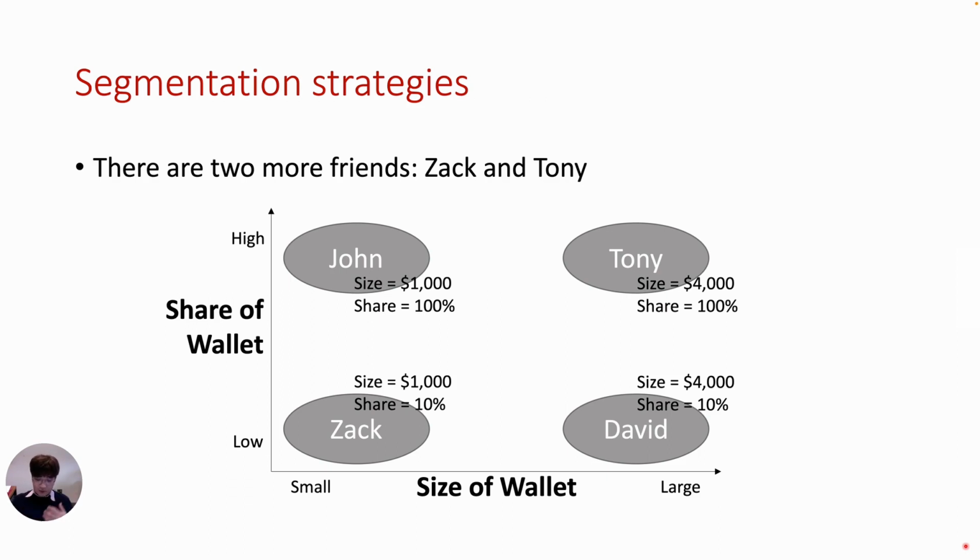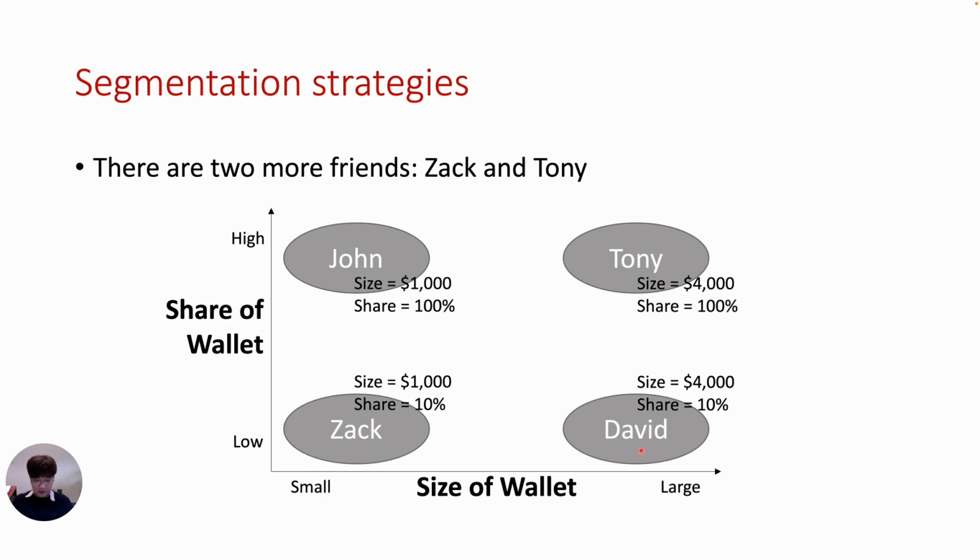This decomposition of profitability provides us with a framework of segmentation. Suppose that there are two more friends, Zach and Tony, and the figure plots those four friends into the two-dimension space of size of wallet and share of wallet. John is here. His size of wallet is relatively small, about $1,000, but his share of wallet is high, 100%, meaning that he always does grocery shopping at Kroger.